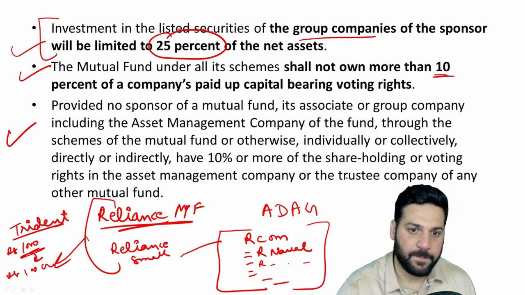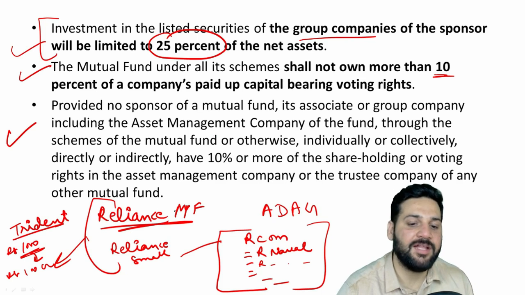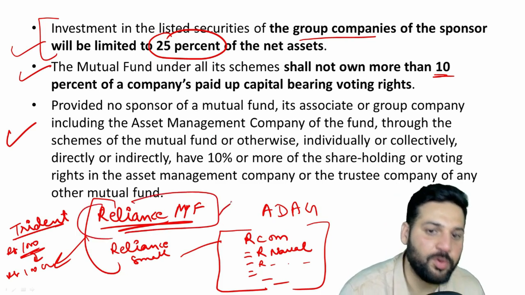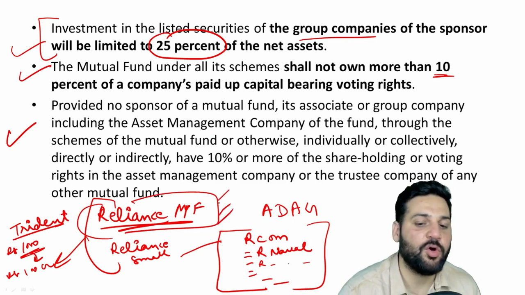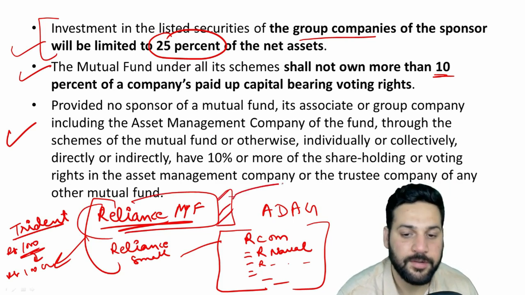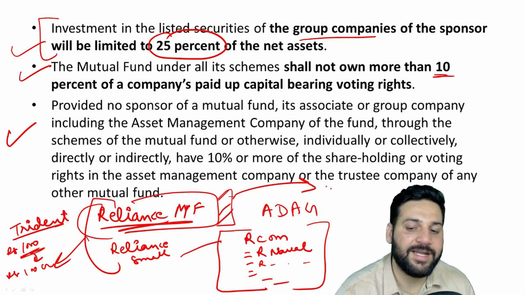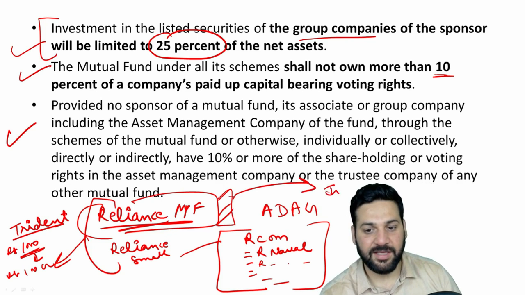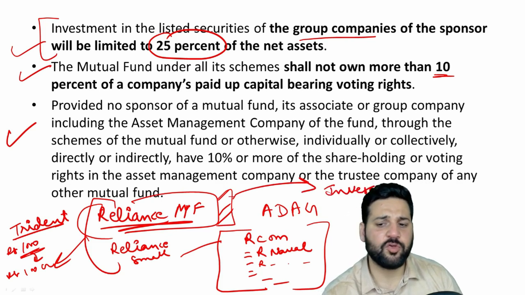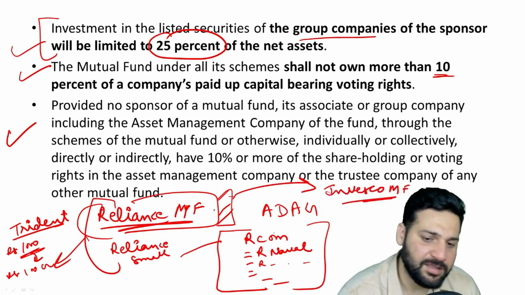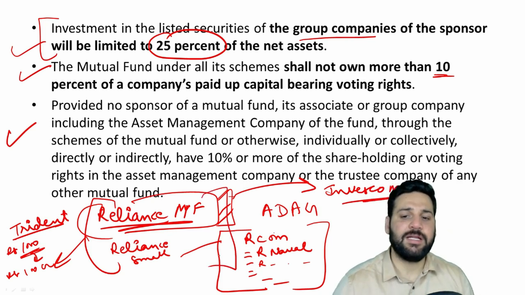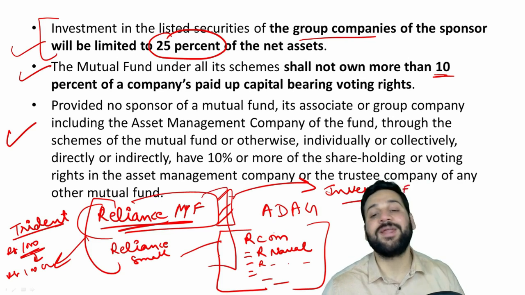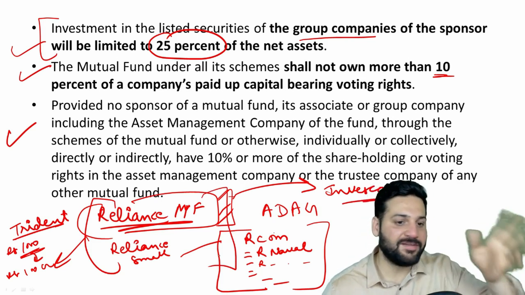Okay, one AMC. See, if there is an AMC, Reliance Mutual Fund is there. Let it be Reliance Promoter or the Promoter Group or the AMC, all these cannot own more than 10% voting right of another mutual fund company or trustee. Let's say Invesco or any other small mutual fund AMC, they cannot directly or indirectly own more than 10% of the voting rights of another mutual fund company. So that is the restriction.